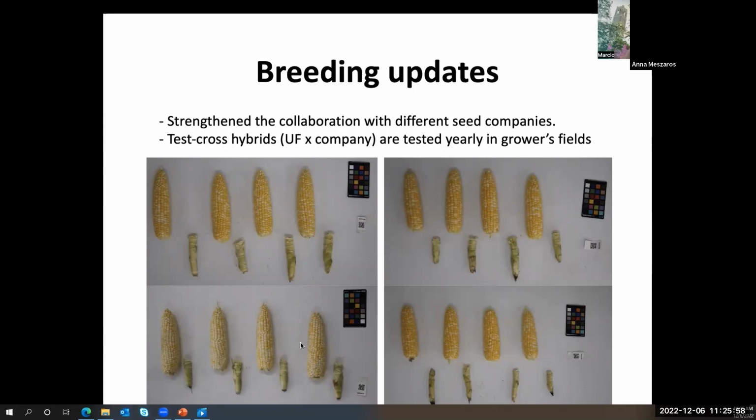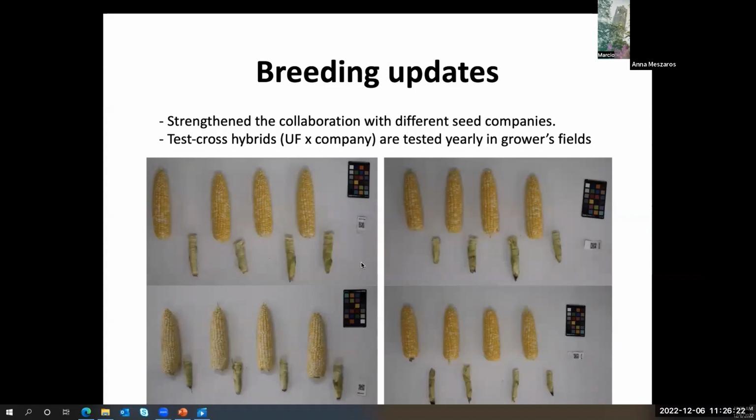So these are just 4 examples of hybrids that are coming back next year, and they will be tested for the 2nd year. Really good snap, really good ear package. Sizes are within the standard and pretty good flavor. So we're quite happy with these lines. We'll see how they go.